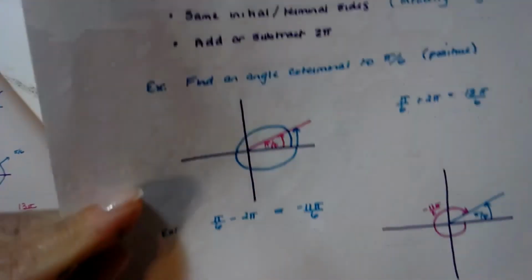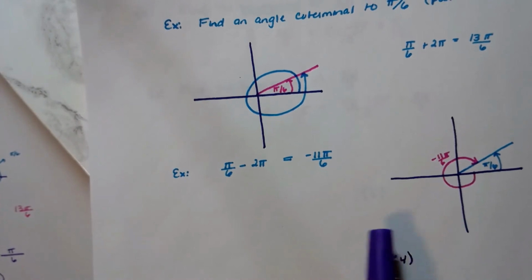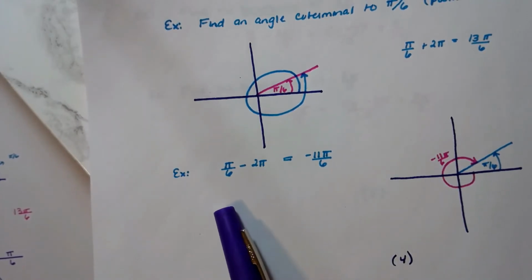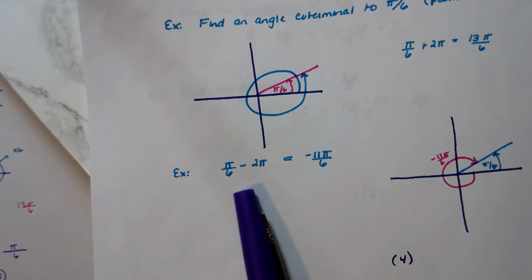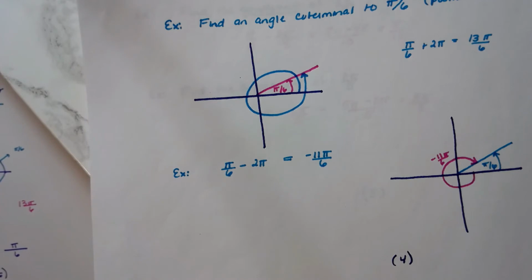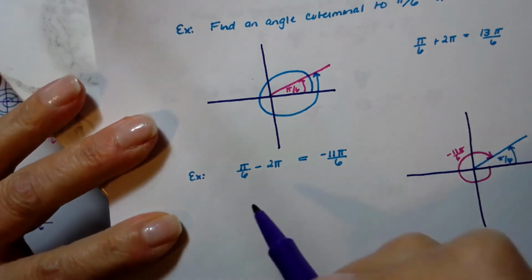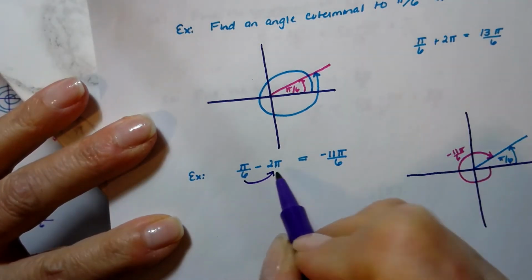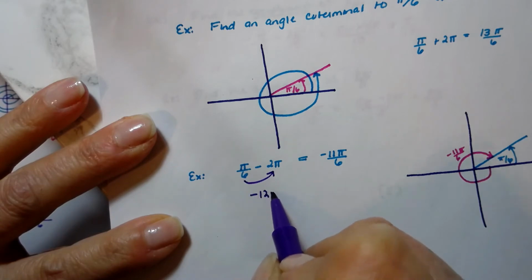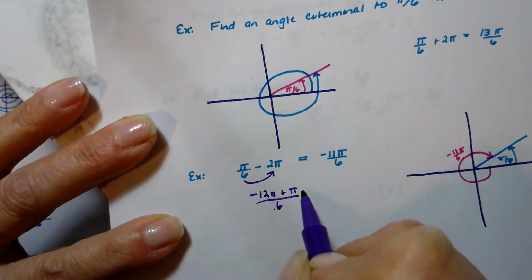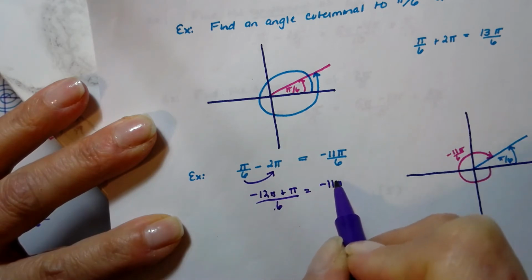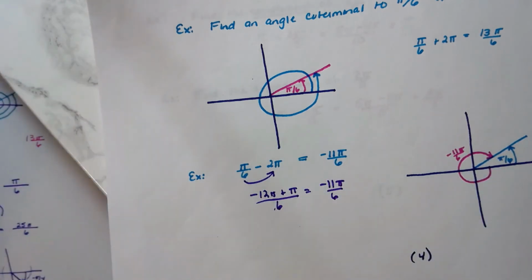So here was another example that I went over in class. We want an angle coterminal to pi over 6. So pi over 6 minus 2 pi, well, here's another way. Here's the way I really do it. I don't use equivalent fractions. I do 6 times negative 2 pi, which is negative 12 pi. That's a positive pi. And I rewrite it over the denominator, so I get negative 11 pi over 6. You can always do that.